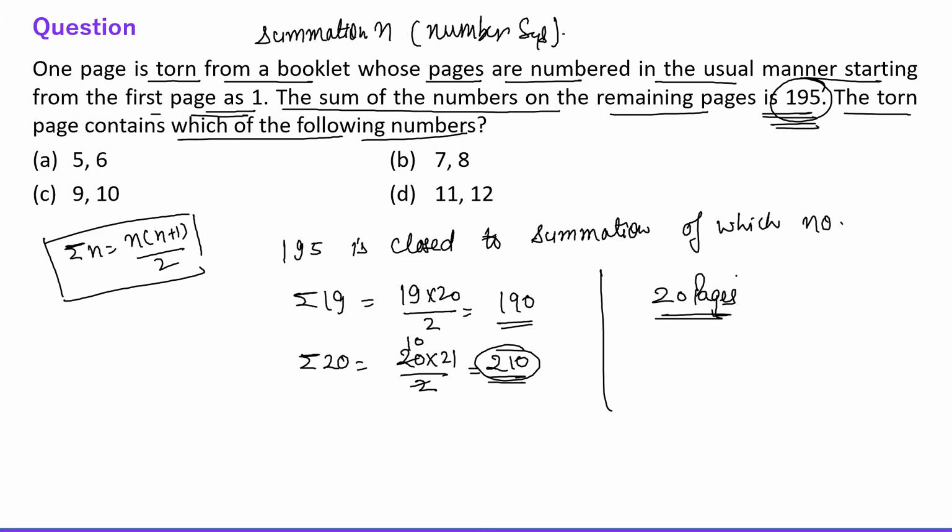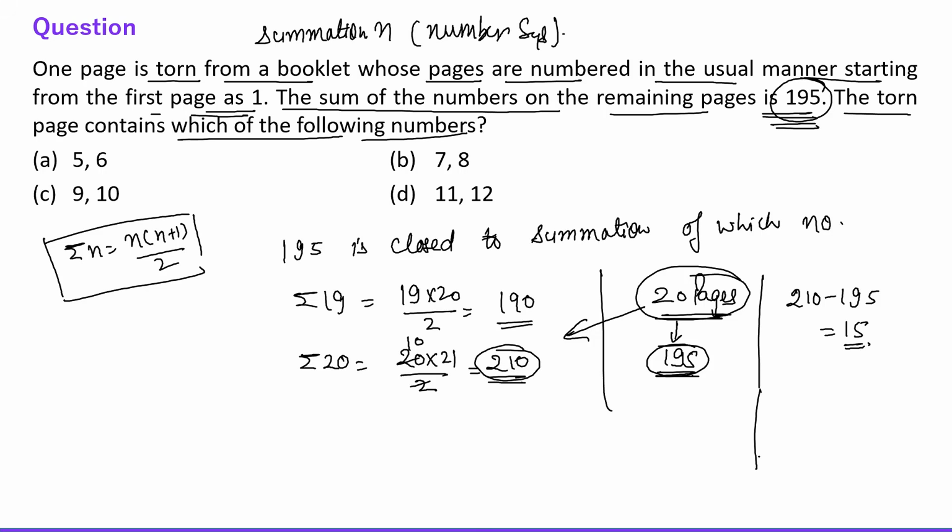I repeat, initially the booklet must have 20 pages. And since one page is missing from that booklet, the sum is coming out to be 195. Okay. Now we need to find which page is missing. So 210 minus 195 is giving you 15. So it means one page is missing, and the sum of the numbers on that page is 15.